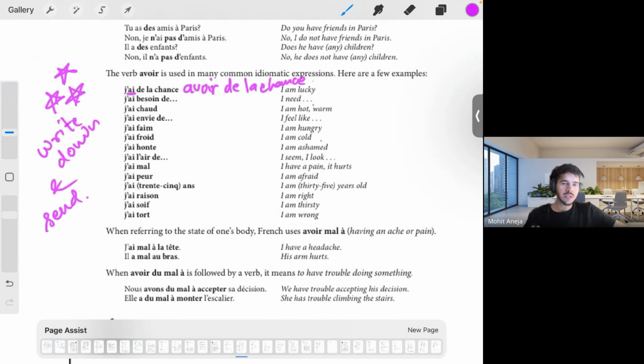But here I'm just saying I am lucky. No, we don't have to do it. What we have to do is write "avoir de la chance," meaning the infinitive form. We have to write this expression. Every "j'ai" will basically change into avoir.